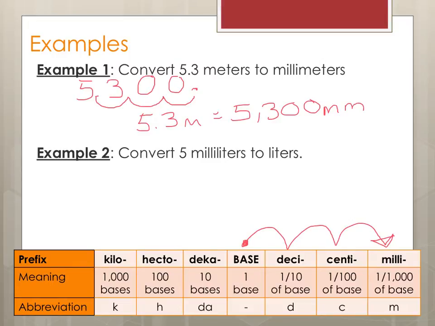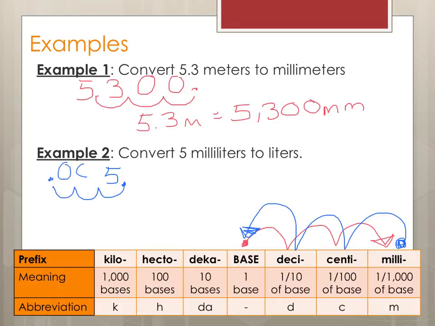In our second example, we're going to go from 5 milliliters to liters. So we're going to start here at milli, and this time we're going 1, 2, 3 units to the left to get to the base, or liters. Okay, so with our original number 5, remember that the decimal place is implied to be here to the right of the ones place. And now we'll move our decimal 1, 2, 3 units to the left, and we'll put in 0 placeholders.